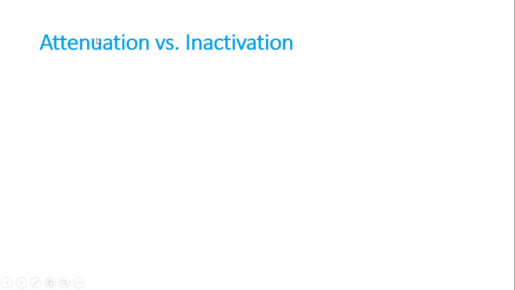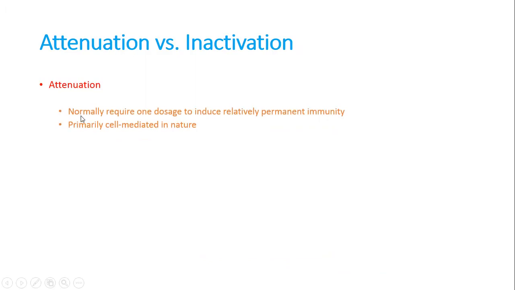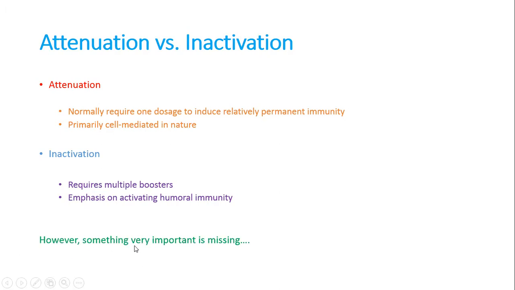Look at the attenuation versus inactivation. For attenuation, normally one dosage is required to induce relatively permanent immunity, primarily cell-mediated in nature, while inactivation requires multiple boosters, with emphasis on activation of humoral immunity. However, something very important is missing.